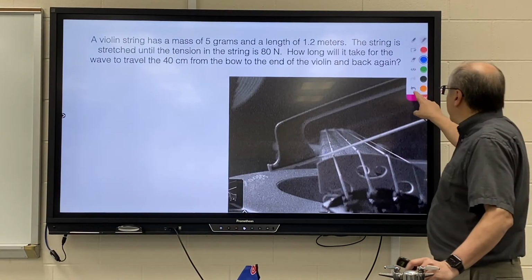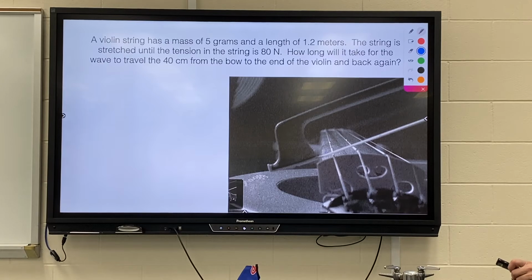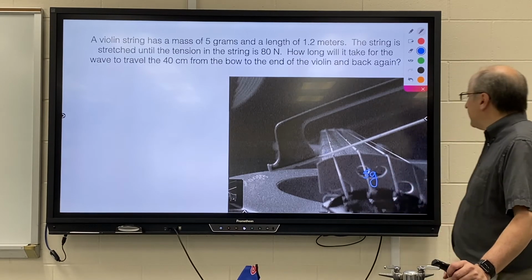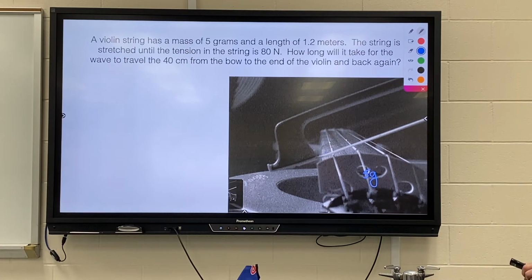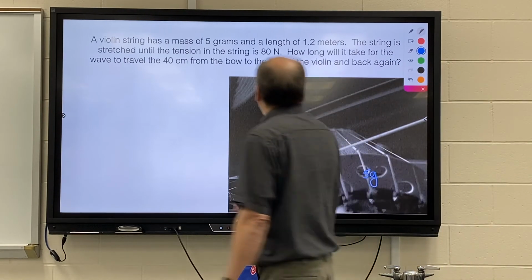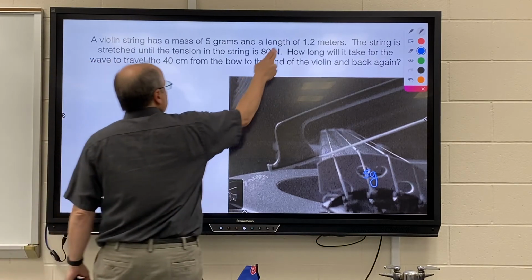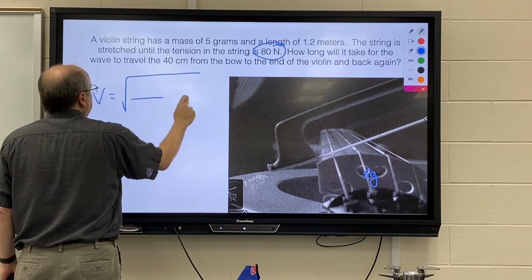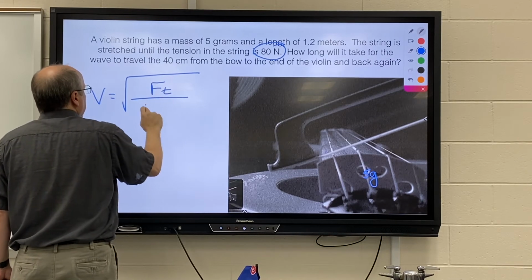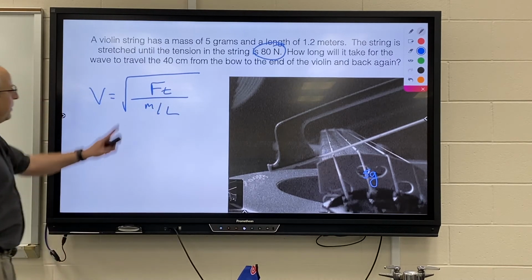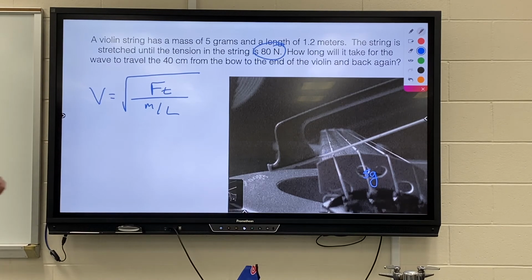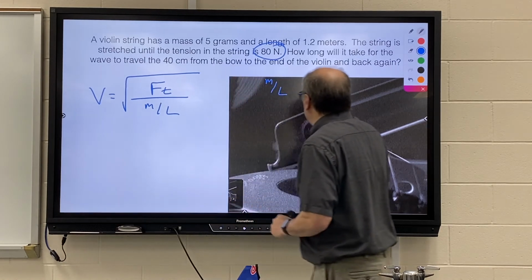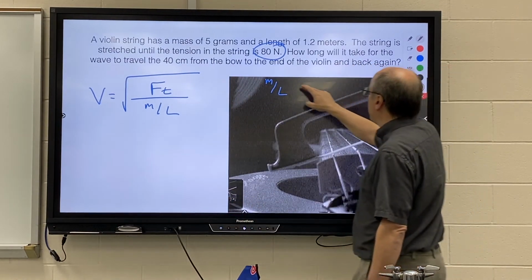Okay, and then mathematically, I'd like you to try just one of these. It says a violin string has a mass of 5 grams. It has a length of 1.2 meters. It is strung until the tension reaches 80 newtons. Remember, the bottom is called linear density, and you might want to find that first. So linear density, you do mass over length.